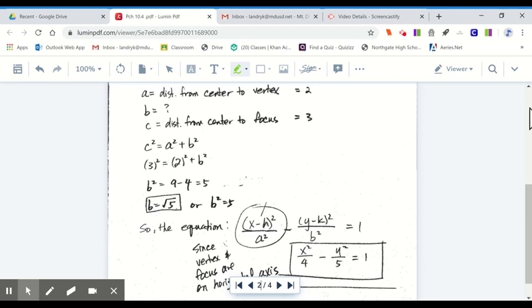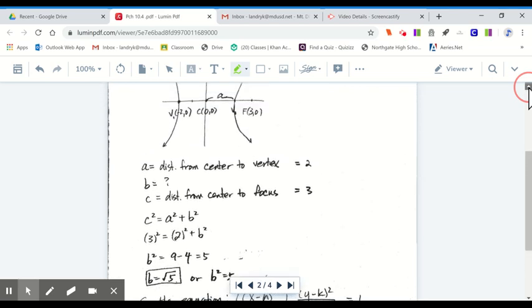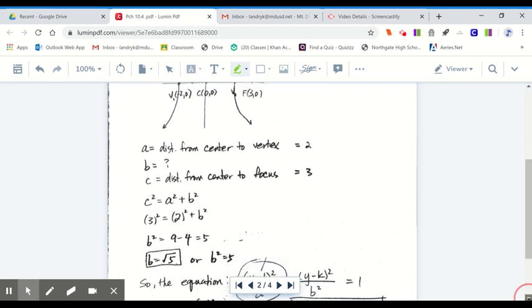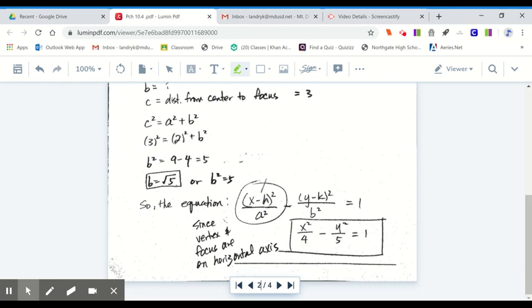And since the hyperbola opens sideways, x is the positive term. So we write (x minus h) squared over a squared minus (y minus k) squared over b squared is equal to 1. And since h and k are 0, this is what we end up with. a squared is 4, b squared is 5.